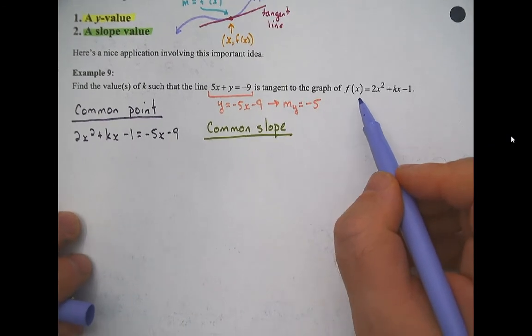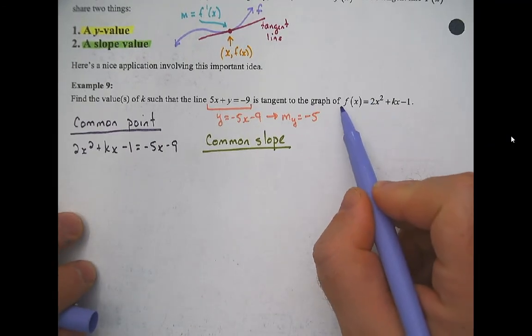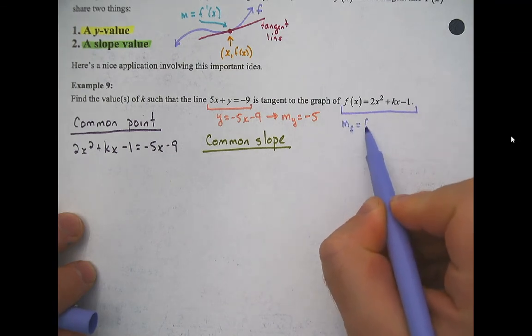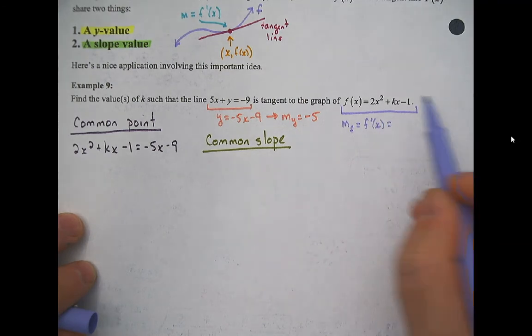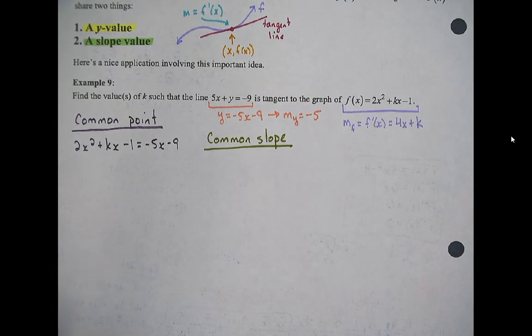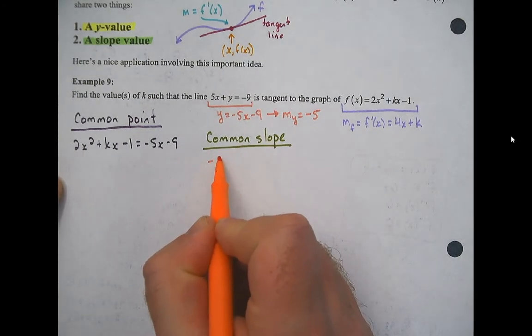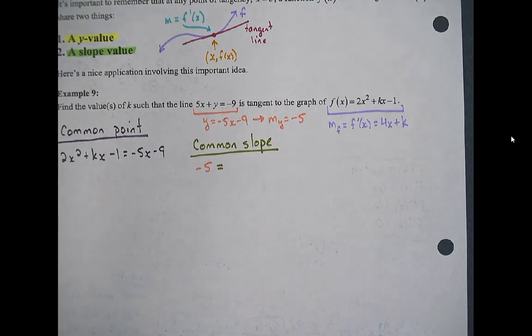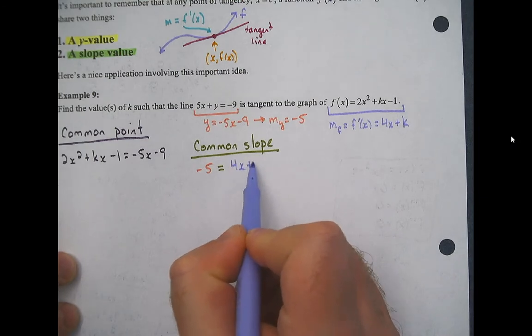Finding the slope of my f curve is a little bit tougher, but not super tough. The slope of f is equal to f prime of x. So I would take the derivative, which would be 4x plus k. The derivative of the negative 1 goes away. So if I'm going to have a common slope, the slope for my line and the slope for my function have to be the same. So I'm going to take the slope of my tangent line, which is negative 5, and set it equal to the slope of my function, which is 4x plus k.